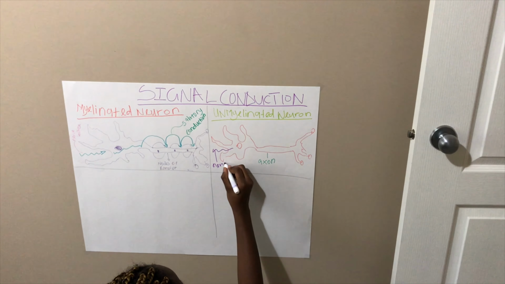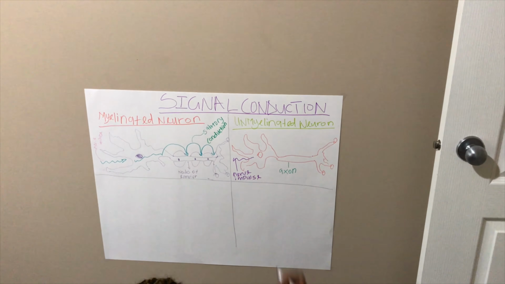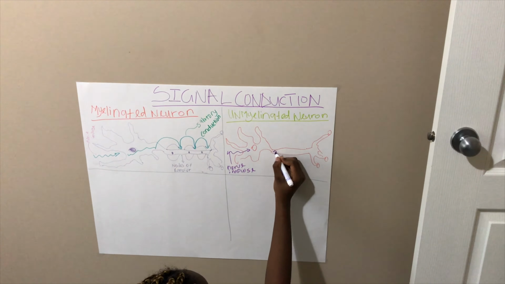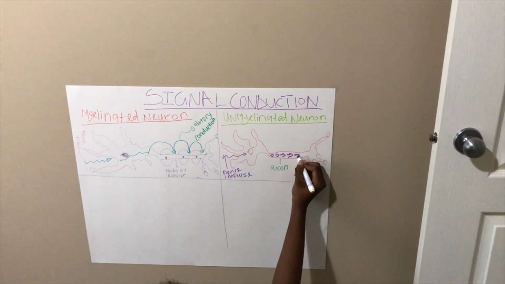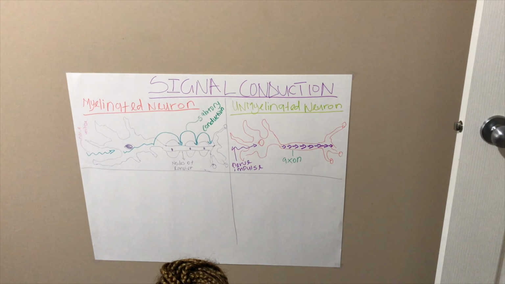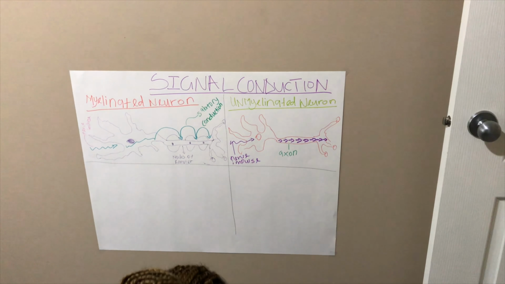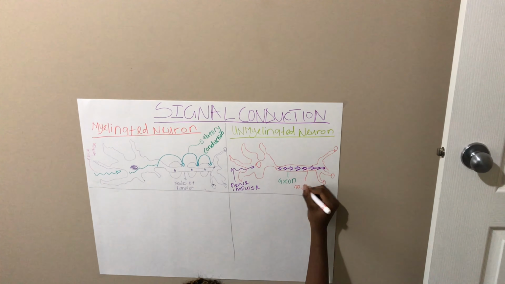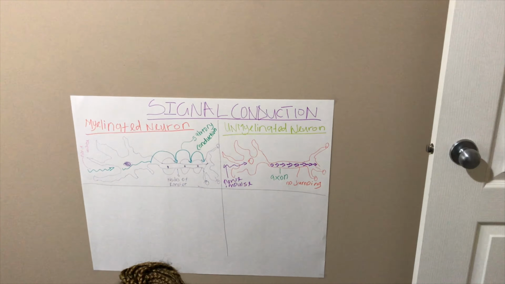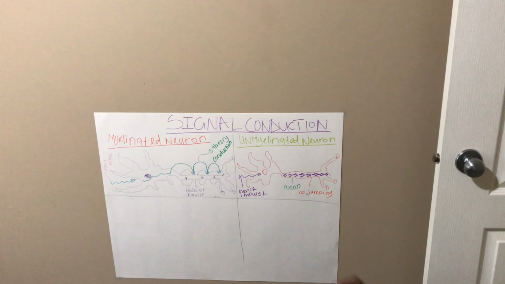In an unmyelinated neuron, the signals sent by the impulse travel in a straight line without any breaks or spaces in between each movement. This kind of impulse transmission is known as continuous conduction.